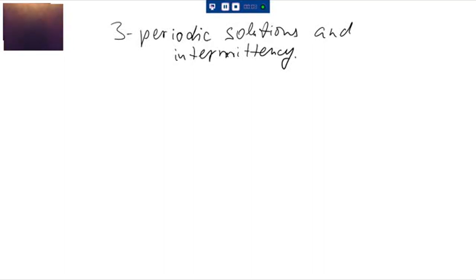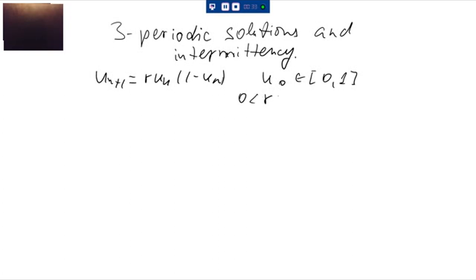Intermittency, or intermittent dynamics in the logistic map, and I will present it in its relation to three periodic solutions. So we consider the logistic map again: u_{n+1} = r u_n (1 - u_n), where u_0 is in the segment [0, 1], and parameter r is positive but doesn't exceed 4.